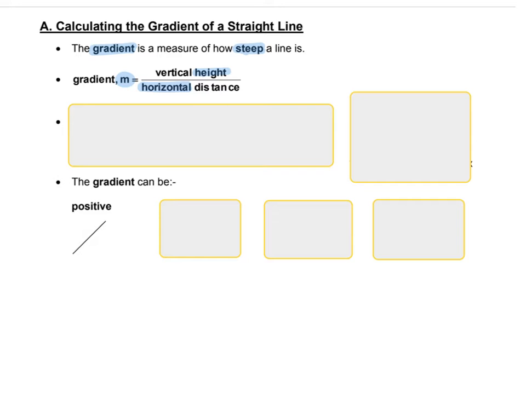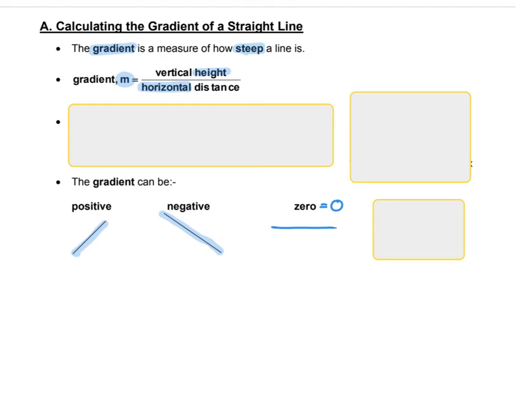If we work from left to right on this line, it goes up, so we say the gradient is positive. For this line, if we work from left to right, it's going down the way, so we say that one has a negative gradient. The next one, it's a flat line, it doesn't have any steepness, so we say that for this one it has a gradient of 0.